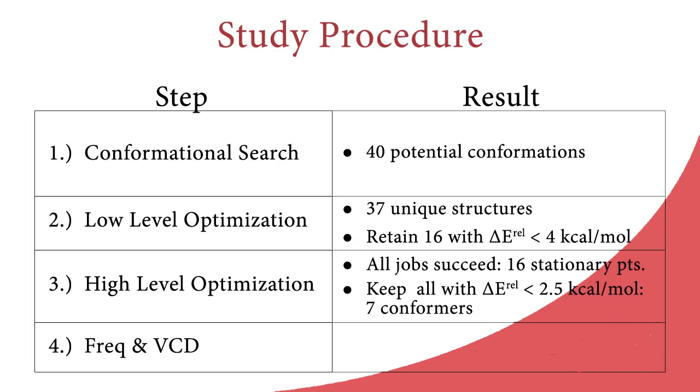These jobs all succeed, although one optimization requires restarting with opt equals calc FC from an intermediate point. For the purposes of this demonstration, we select the conformations within 2.5 kcals per mole of the lowest energy for frequency equals VCD calculation, a total of 7 structures.